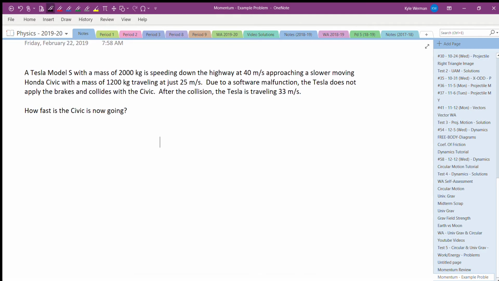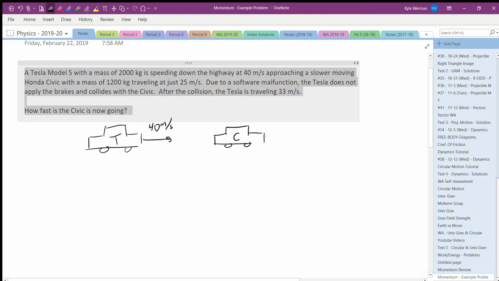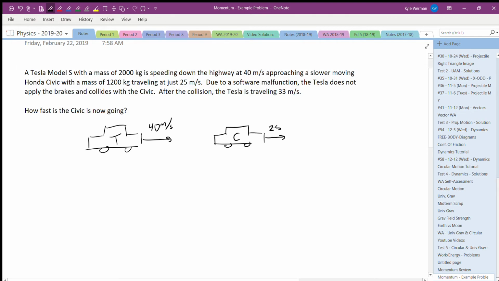So, like most problems, let's start with a picture. All right, initially, you've got one car. We got the Tesla moving along with a velocity of 40 meters per second, and they run into the Civic. And the Civic is moving along in the same direction at just 25 meters per second. This is our initial scenario. This is before the collision.